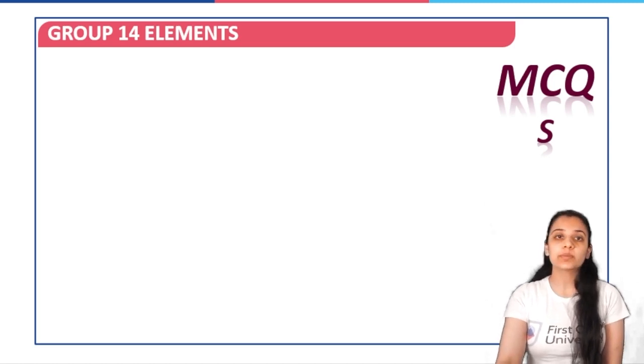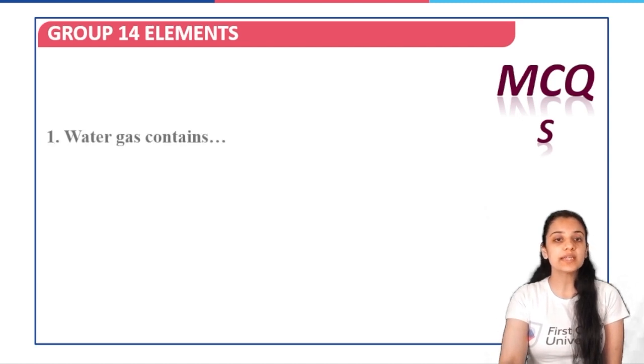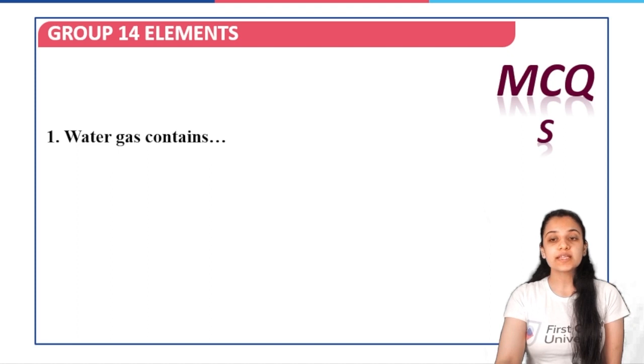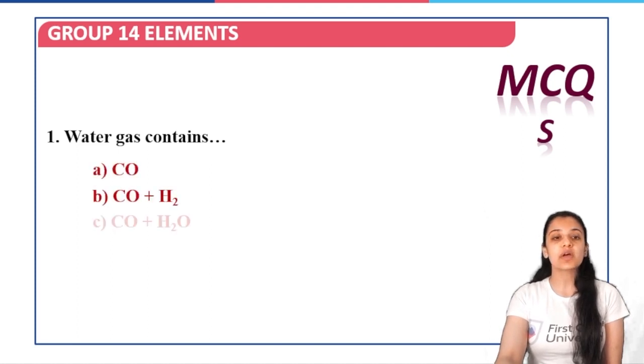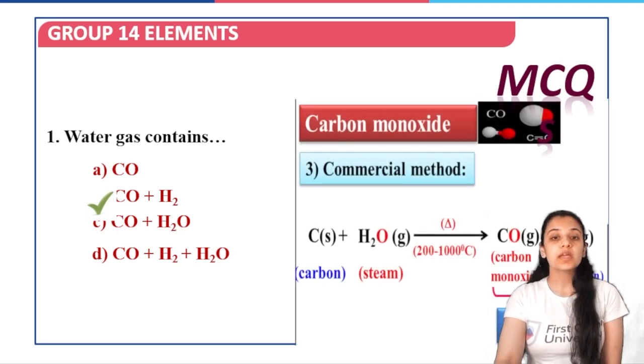So since we have talked about carbon monoxide, let's just have a look at a few MCQs before we move on to the next compound of carbon. Now, water gas contains, we've already seen what water gas is. It is a mixture of carbon monoxide and H2. So option B is the correct answer.